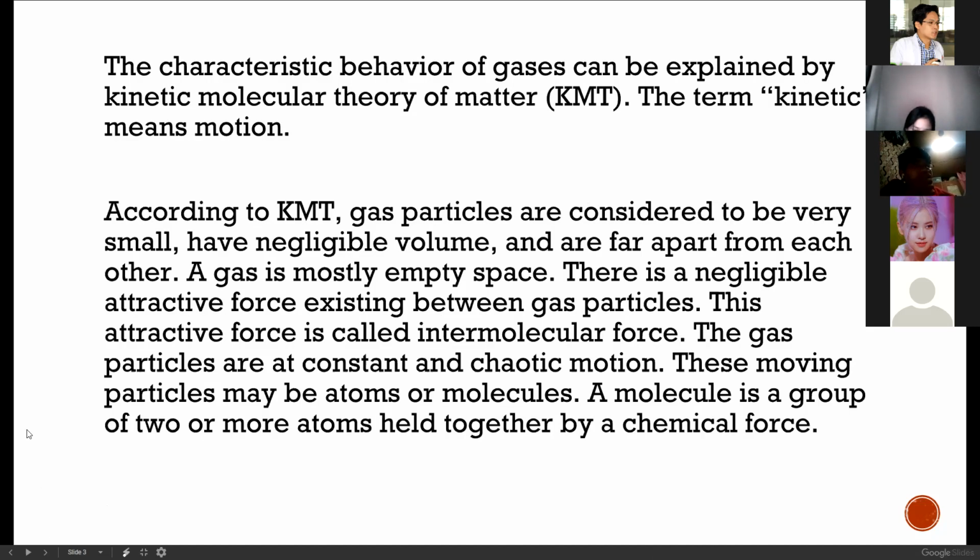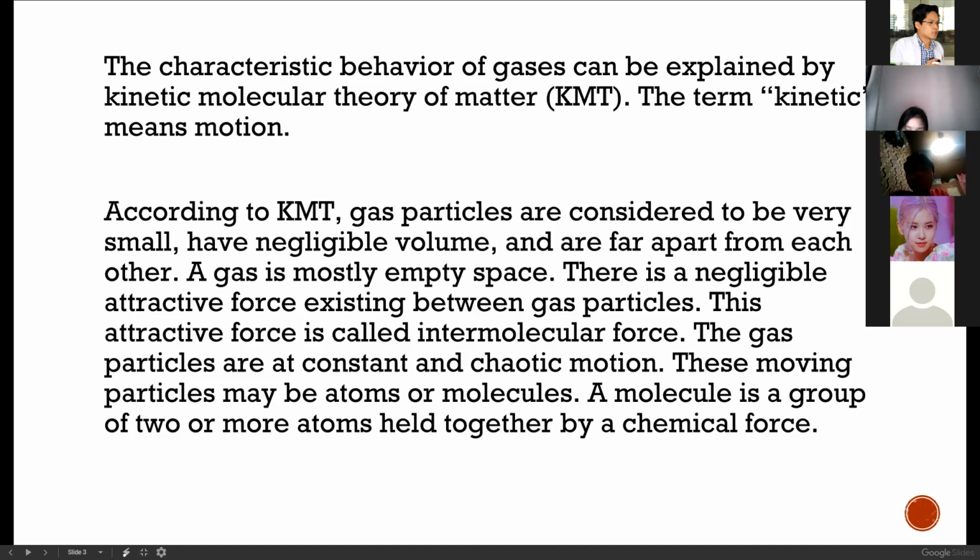The characteristic behavior of gases can be explained by the kinetic molecular theory of matter, or the KMT. The term kinetic means motion, so moving. According to KMT, gas particles are very small, have negligible volume, and are far apart from each other. A gas is mostly empty space. There is a negligible attractive force between gas particles. This attractive force is called intermolecular force.